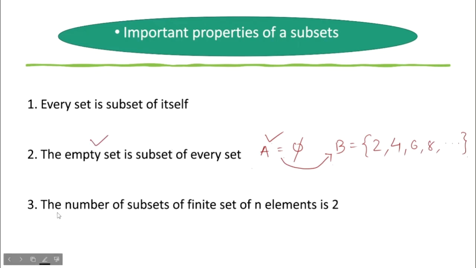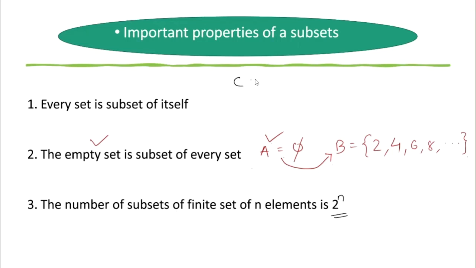Now, the third property says that the number of subsets of a finite set of n elements is 2 to the power n. If I have a set A which has n number of elements, then it has a total of 2 to the power n number of subsets. So let us verify by taking an example.